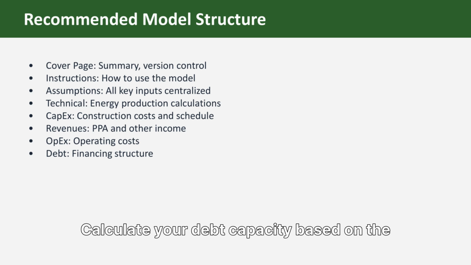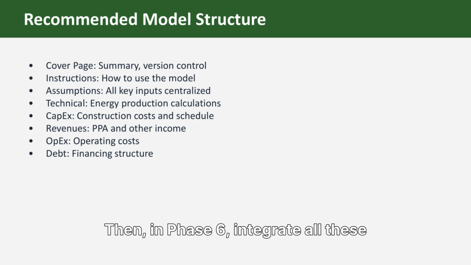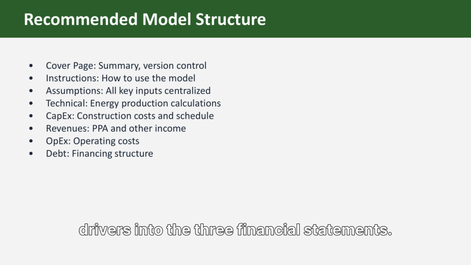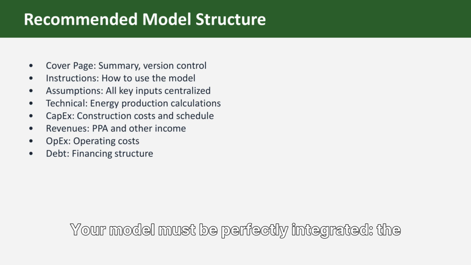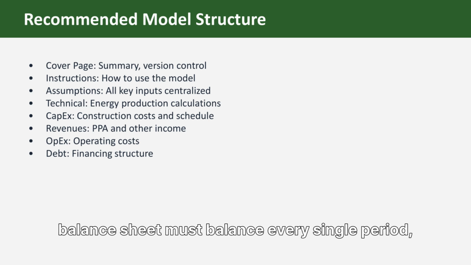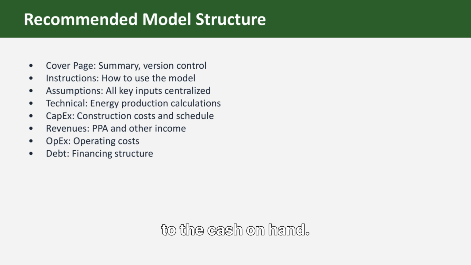Calculate your debt capacity based on the minimum DSCR requirements. Then, in Phase 6, integrate all these drivers into the 3 financial statements. Your model must be perfectly integrated. The balance sheet must balance every single period, and your cash flow must reconcile exactly to the cash on hand.